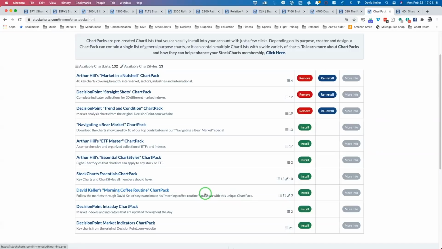Again, you can access it for free as long as you have a StockCharts login. Copy them to your own account. You are welcome to tweak them, adjust them, do whatever you want with them. They're yours to play around with.